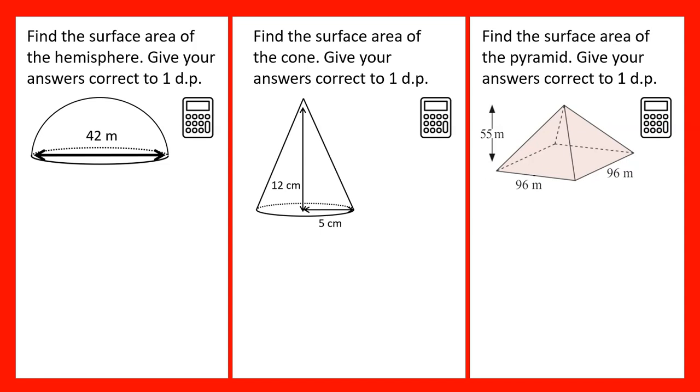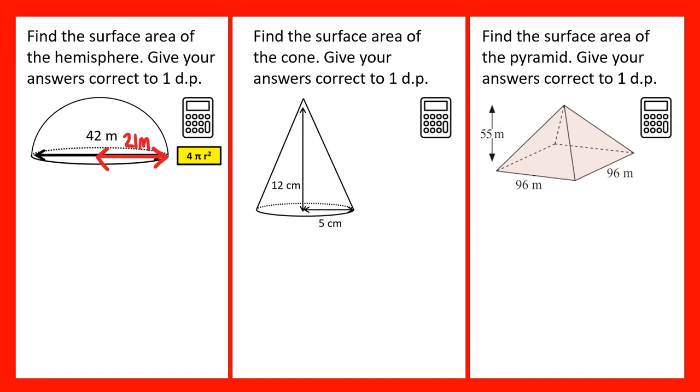To find the surface area, you need to know its radius, the distance from the centre to any point on its surface. In this case it would be 21 meters because it's half of the diameter, which was given as 42 meters. When you know the radius, you can use the formula which is provided to you on the formula sheet in an exam to work out the surface area of a sphere, which is 4 pi r squared.